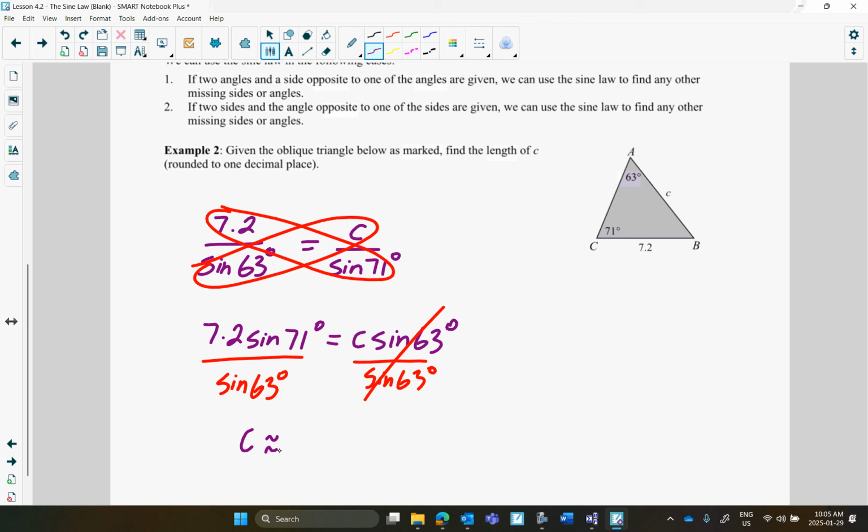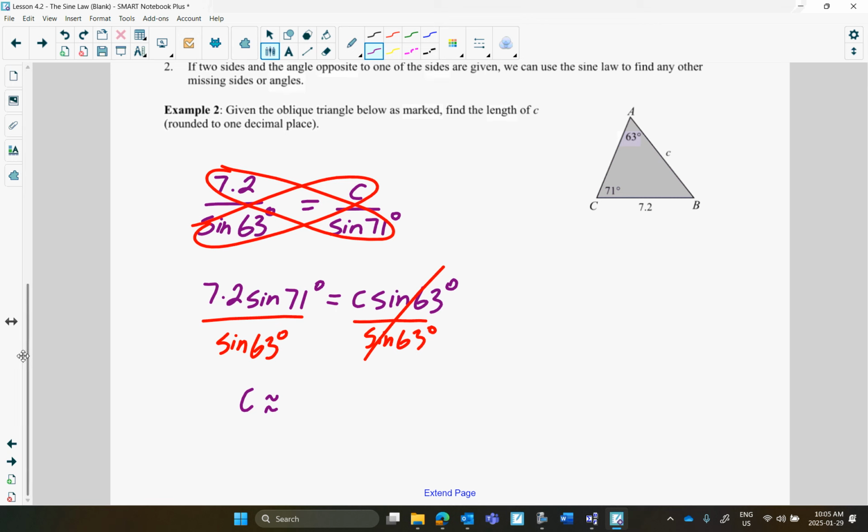7.2 times the sine of 71 divided by the sine of 63. I strongly encourage all of you to try your own rather than just waiting for the answer to make sure you know how to use it. What did we get as an answer? 7.6. 7.6 is correct.